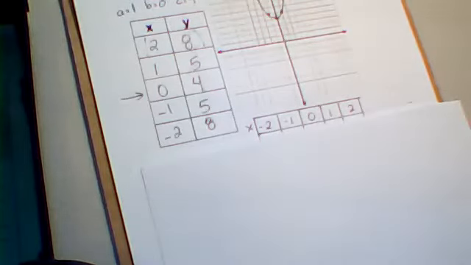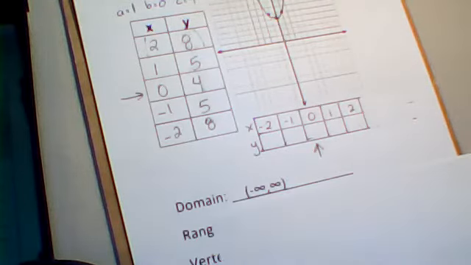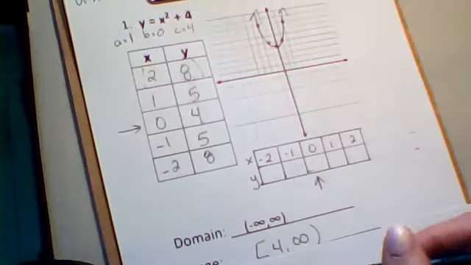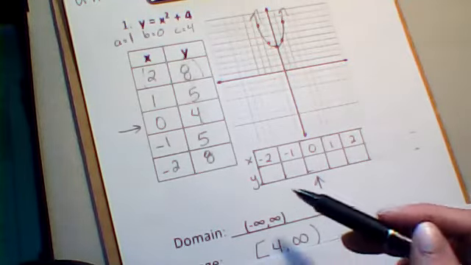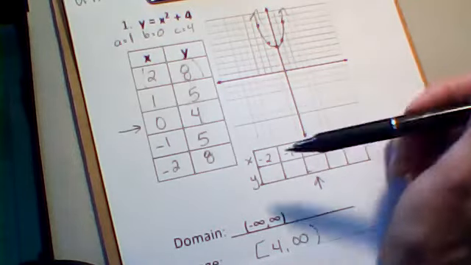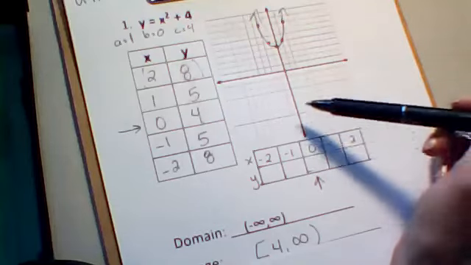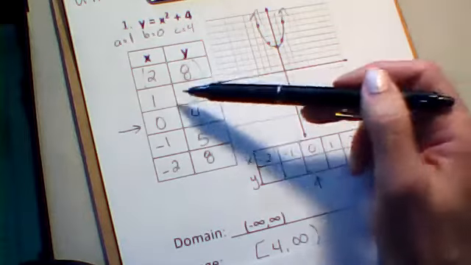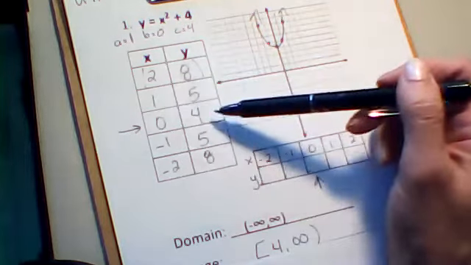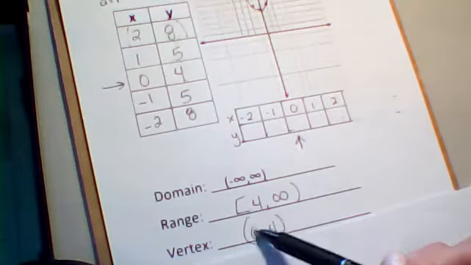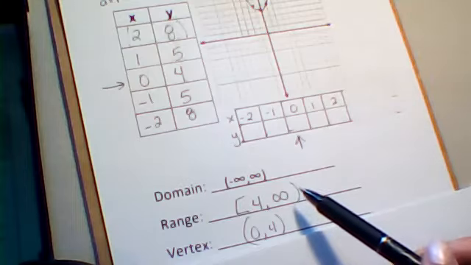On this worksheet, we already had the domain and range filled out for us. Our domain is our x's, our range is our y's. Our domain is negative infinity to infinity because this parabola goes on forever. Our range, it doesn't come down here at all. Our y's stop right here. No matter what numbers we choose for x, we're never going to get anything lower than 4, because that's where the vertex is. So our range is going from 4 up to infinity and beyond.